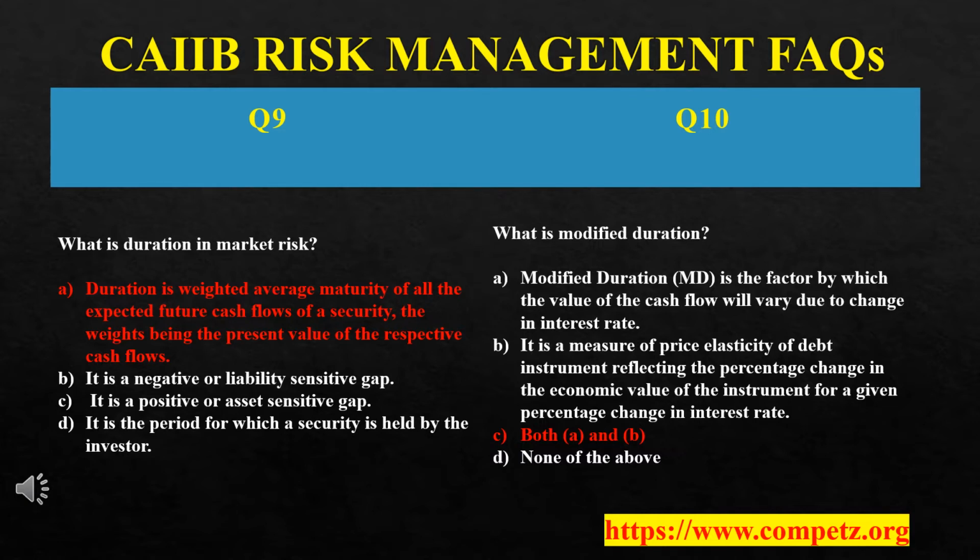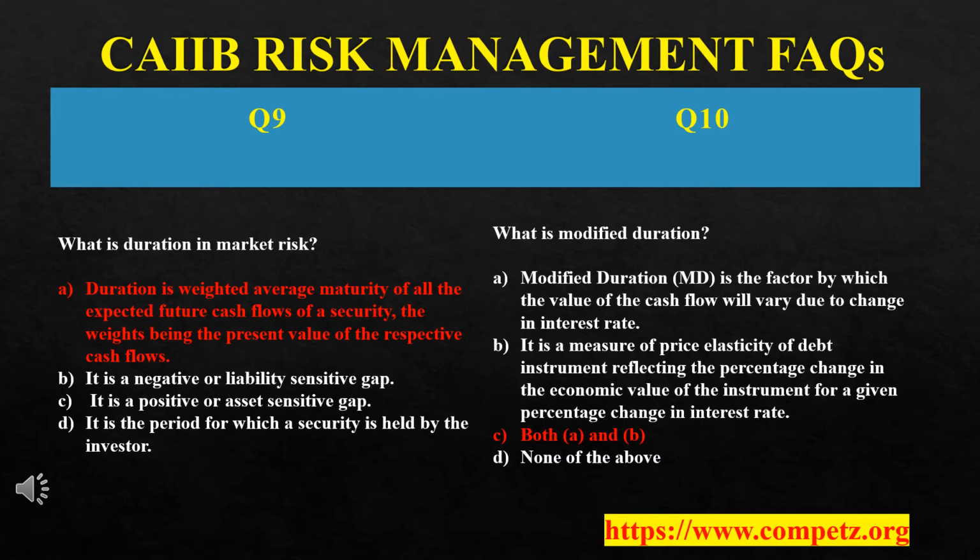Moving on to the next question: what is modified duration? They have given you 4 options. The first is that modified duration, which stands for MD, is a factor by which the value of the cash flow will vary due to the change in the interest rate. Second, it is the measure of price elasticity of a debt instrument, reflecting the percentage change in the economic value of the instrument for a given percentage change in interest rate. Third is both A and B. Fourth option is none of the above. So what is the answer here?